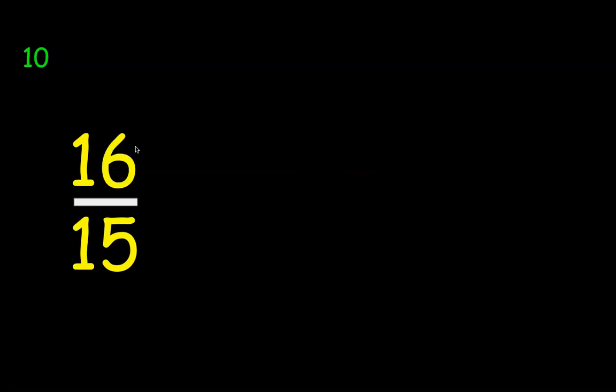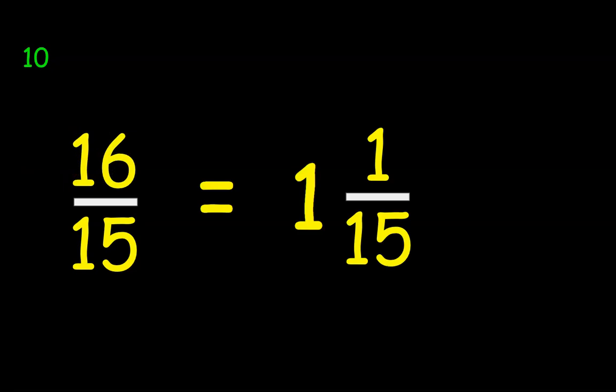16 fifteenths. If you're getting the hang of this, it shouldn't take you too long. Pause and continue when you're ready. My pizza has been cut into 15 equal pieces. They are called fifteenths. How many fifteenths do I need to make a whole pizza? The answer is 15. How many do I have? 16. So I can have 1 pizza and 1 fifteenth left over.